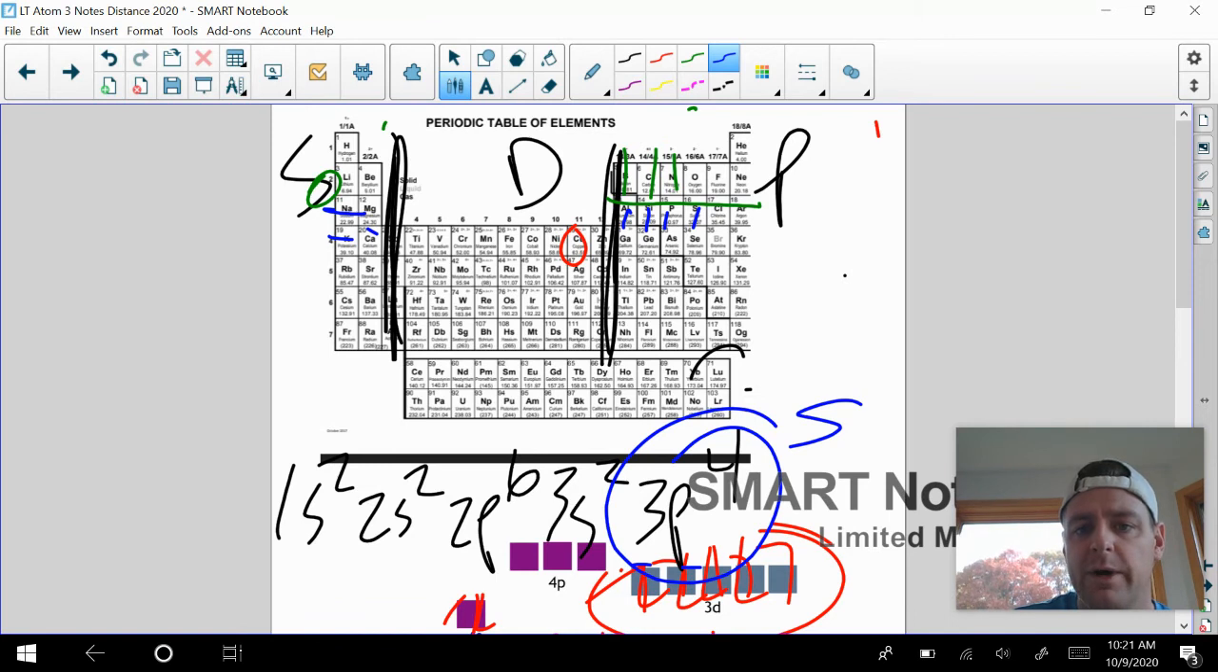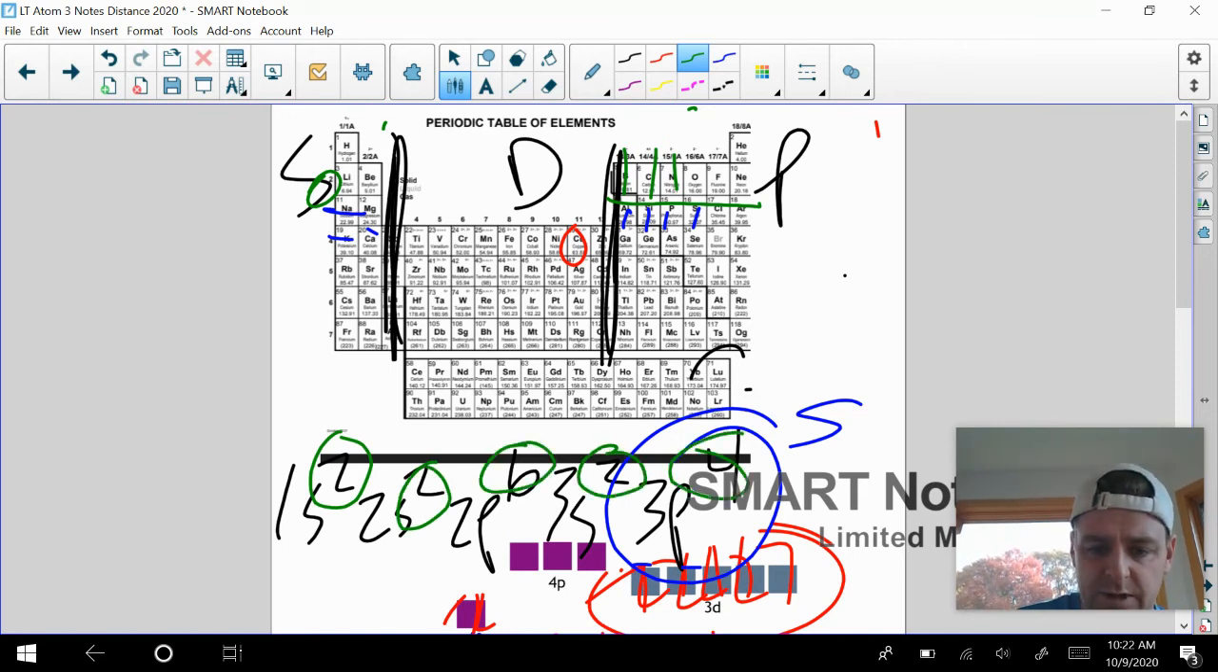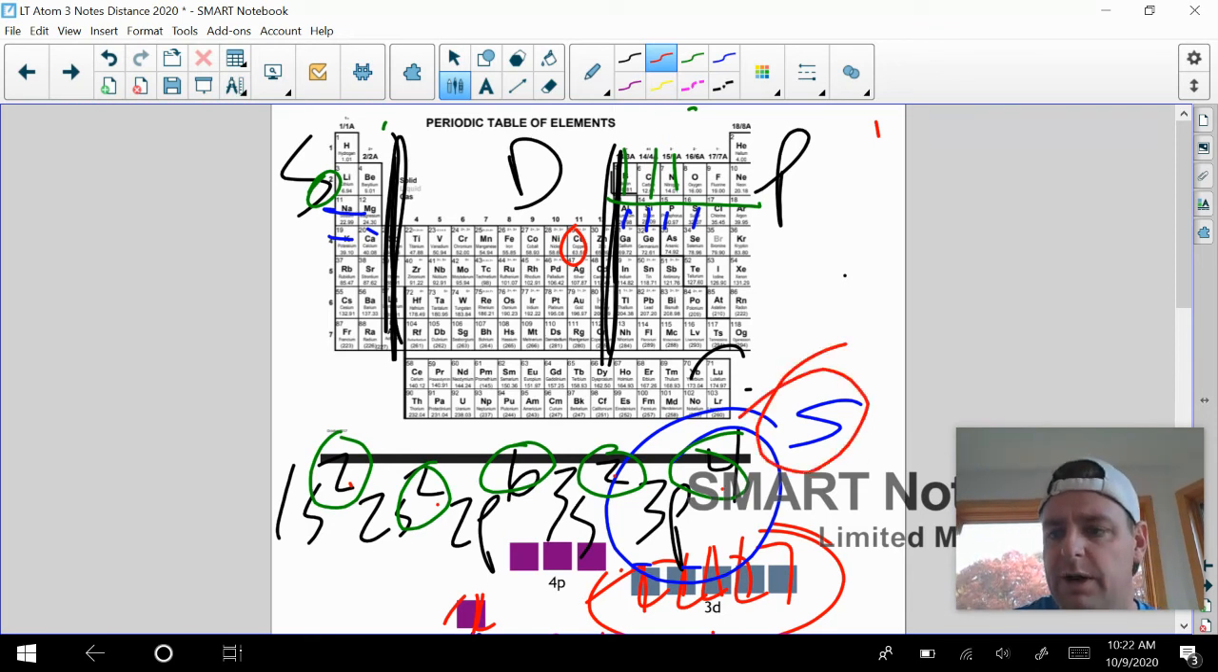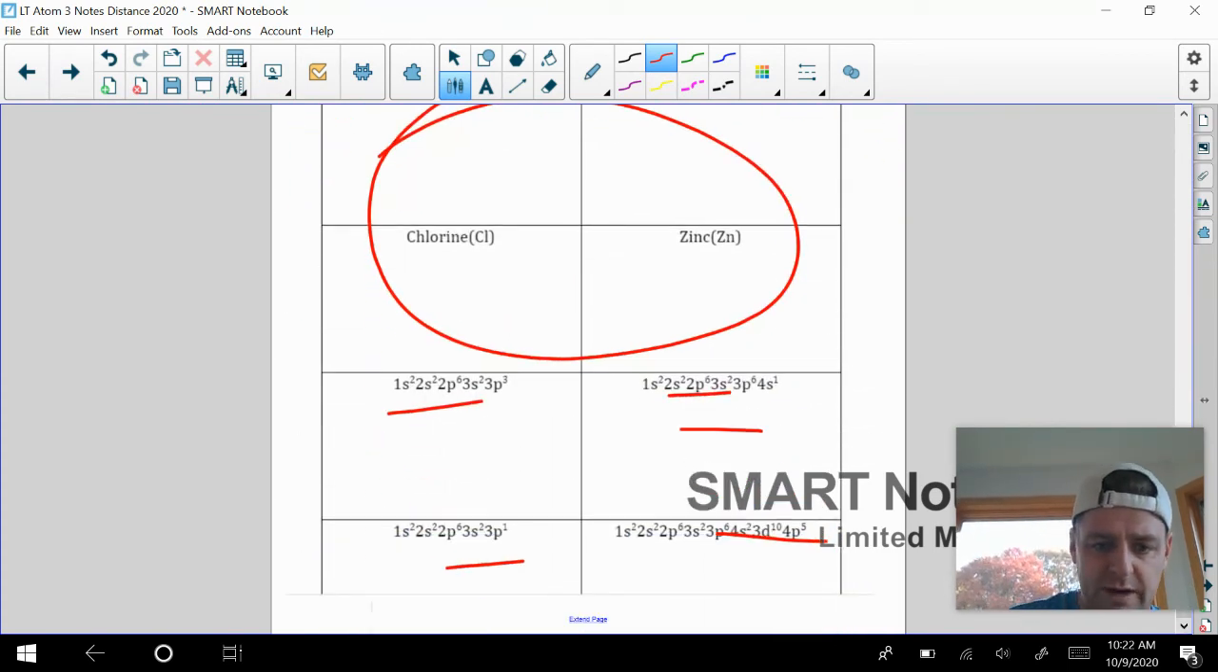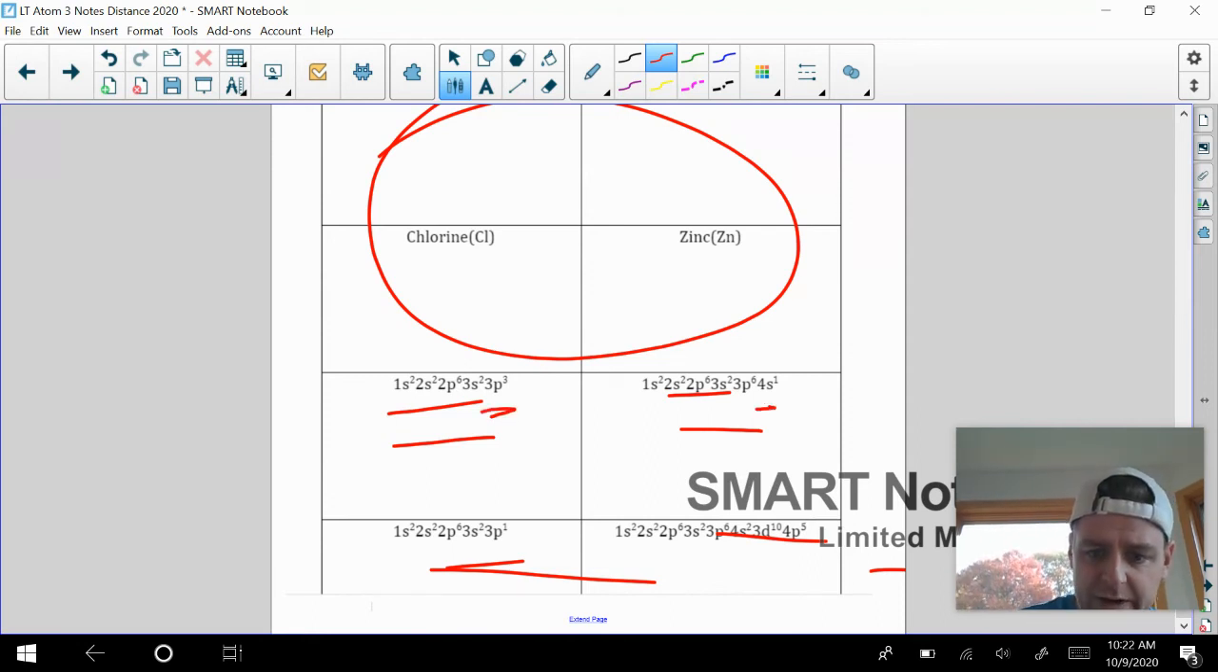The other way to do this, if you have a hard time doing that, is to add up the superscripts: 2, 2, 6, 2, 4, and that'll get you exactly where you need to be. 2, 4, 10, 12, 16. If I add those up, that gets me to sulfur as well. So you can add up the superscripts to get you to the element, or you can look at the last one and find it.